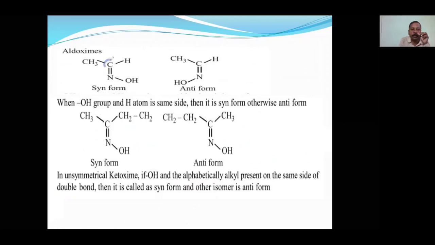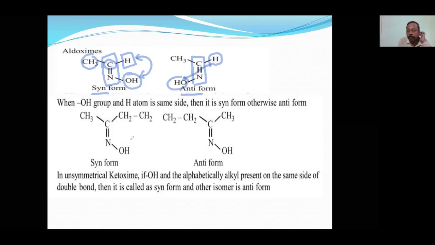See, this is the carbon atom. Now it is attached with one hydrogen and one alkyl group. This is aldoxime. Now you compare the OH and hydrogen. Both are on the same side of the double bond, so this is called syn. With respect to the double bond plane, if OH is on the other side, opposite to hydrogen, therefore it is called anti.